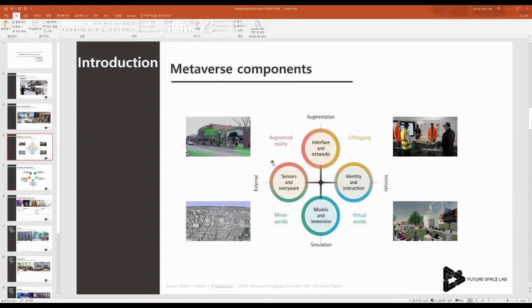As you can see, there is no specific boundary for the metaverse. It only says that if it goes upward, it's more augmented, and if it goes to the right side, it involves more of the human, and if it goes to the left side, it involves more of the environment, and if it goes downward, it uses more simulation. So according to the point where it indicates, it shows the level of the metaverse, and it doesn't mean that each of them is a metaverse.